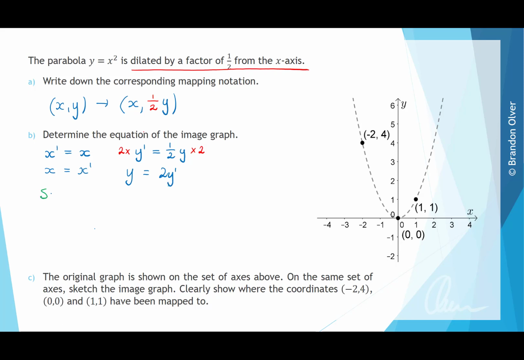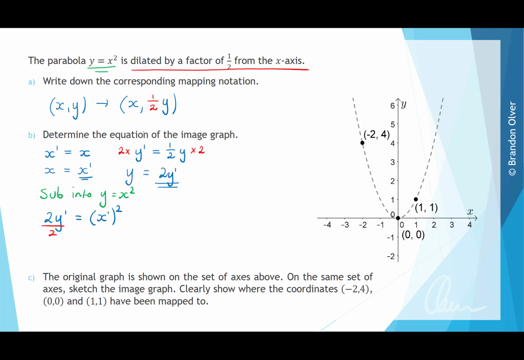Then what we need to do is sub what we've just found into the equation y equals x squared, which was the original parabola. So wherever there's a y, I replace it with 2y dash. So I have 2y dash is equal to, and wherever there's an x, I'm going to replace it with x dash. So x dash all squared.